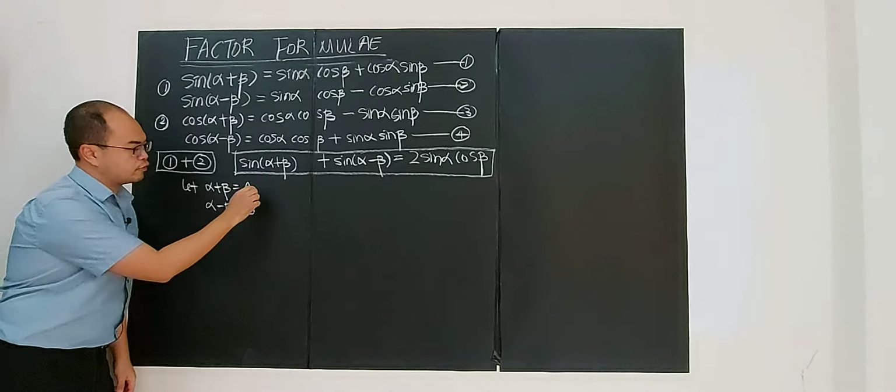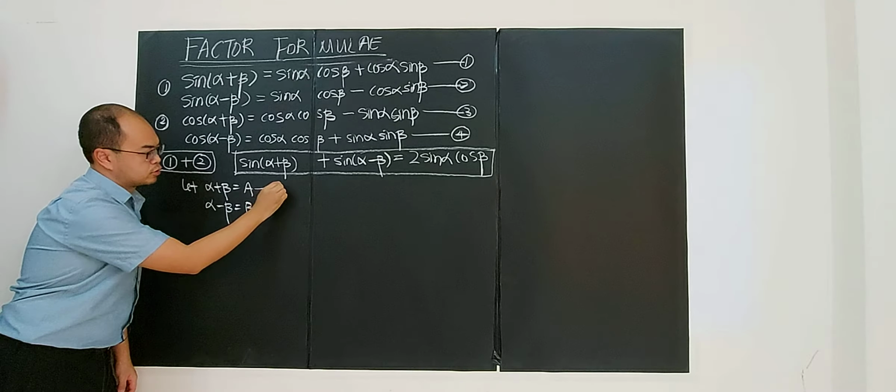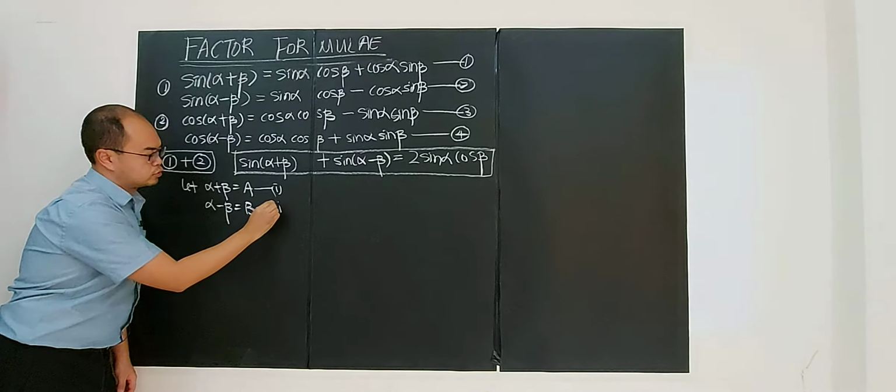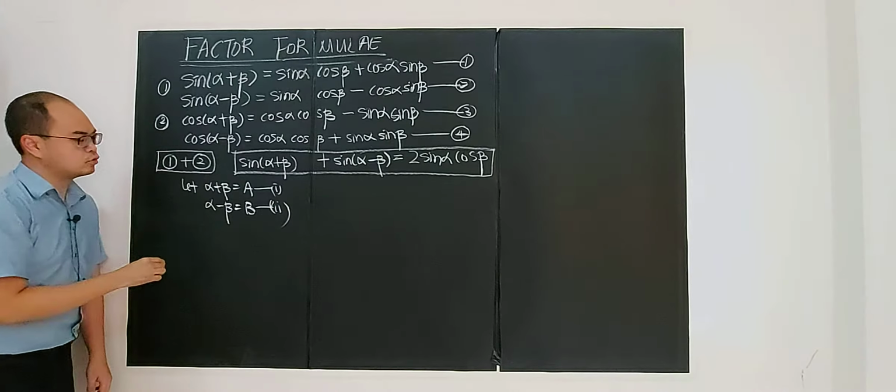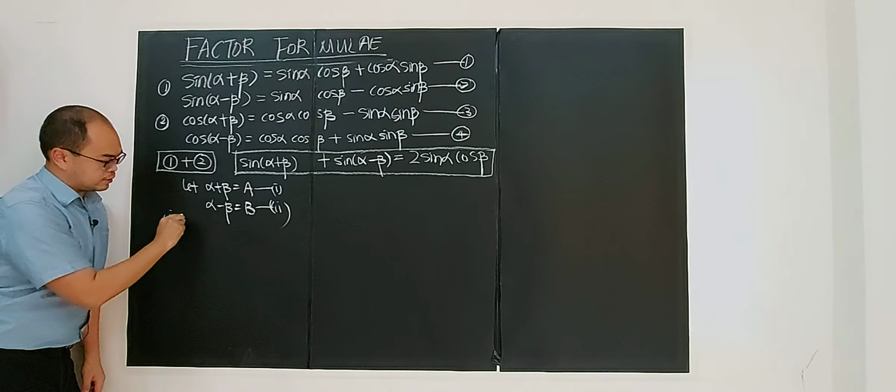So of course, you solve another simultaneous equation here. So the 1 and the 2. So you are solving these two. So you will have equation 1 plus equation 2.